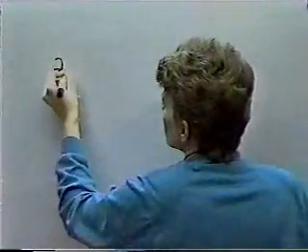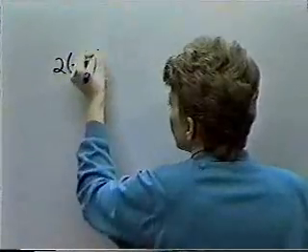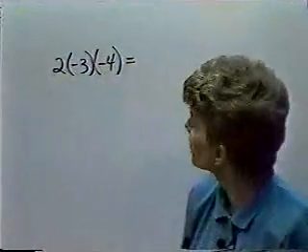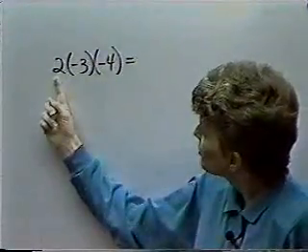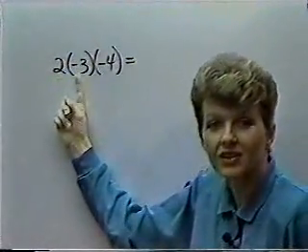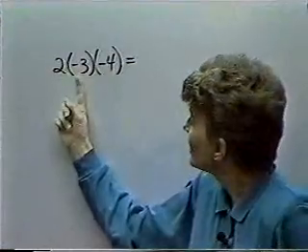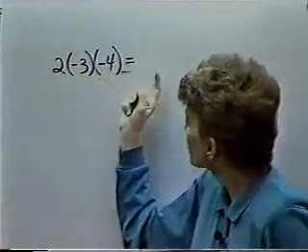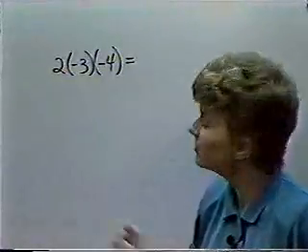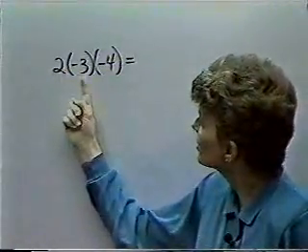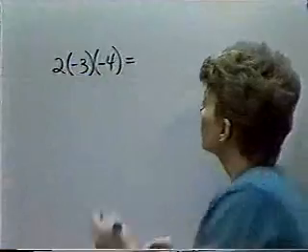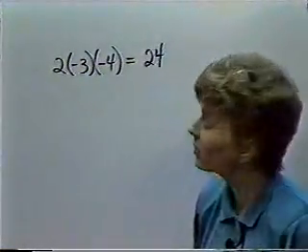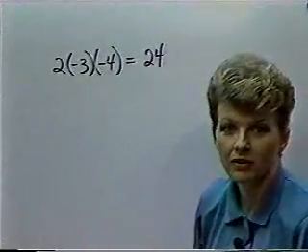What about 2 times negative 3 times negative 4? Well, a positive times a negative, that's a negative, and then a negative times a negative will give you a positive, so the product will be positive, and then 2 times 3 is 6, 6 times 4 is 24. My answer would be positive 24 or 24.